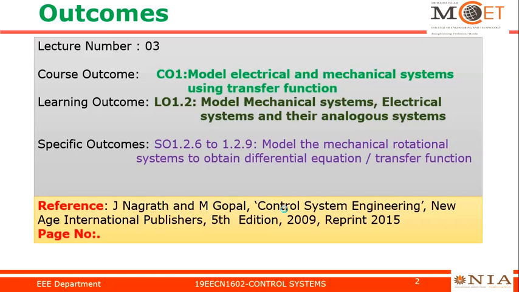The CO taken for this lecture is CO1, LO 1.2, specific outcomes 1.2.6 to 1.2.9, which will cover the rotational system, differential equation and transfer functions, elements. The reference, as usual, is Nagrath and Gopal.